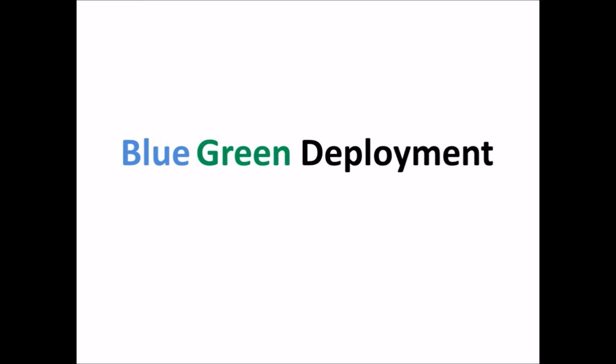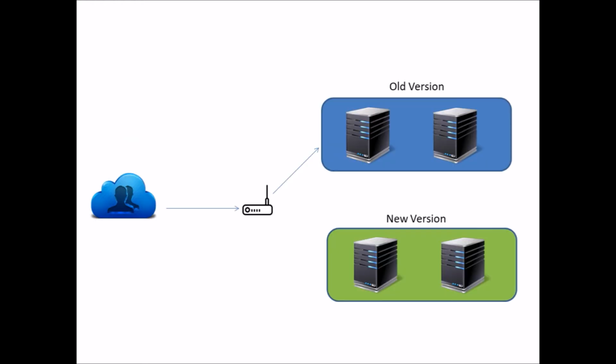A blue-green deployment is a change management strategy for releasing software code, by Martin Fowler. This technique is not new to industry. For this, we need two environments. Now these two environments are identical. One of them we will call the blue environment and the other one the green. Old version, new version respectively.